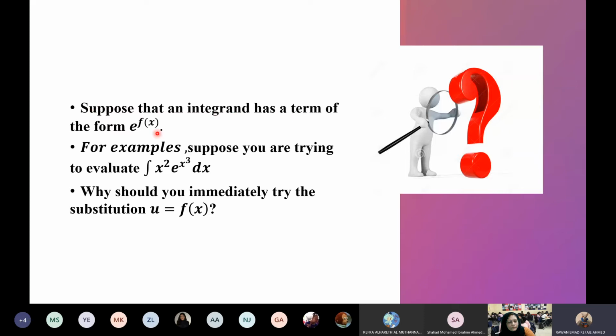Now, suppose that an integrand has a term of the form e to the power of f of x. For example, suppose you're trying to evaluate an integral with e to the power of x. Now, here's one question. Why should you immediately try the substitution u equals f of x? Can anyone answer? I think because it's a complex function. Yeah, because our rule is e to the power of u, so our u is already here. So we're just going to take this cube and then solve it. Okay? Very nice.